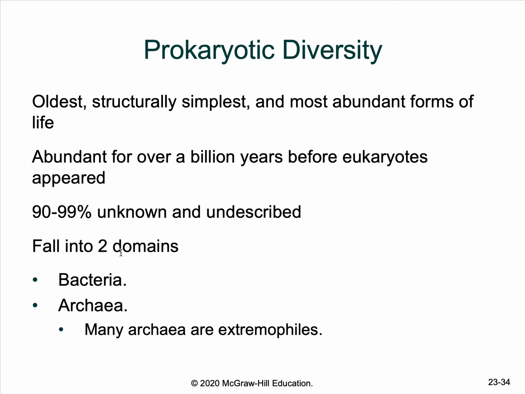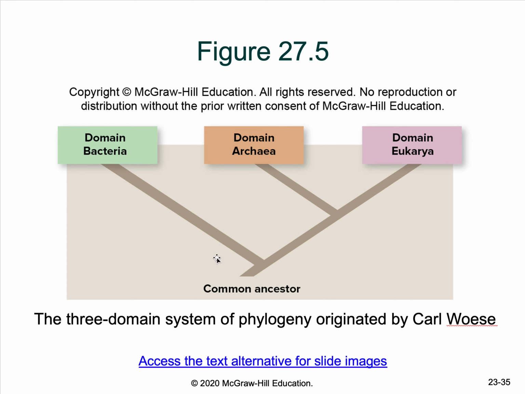And they fall under two domains, which are the bacteria domain and the archaea domain. We've got a simple diagram where we have the most recent descendant, which is the eukarya. So these are the eukaryotic cells, and these came from our bacteria domain and our archaea domain.